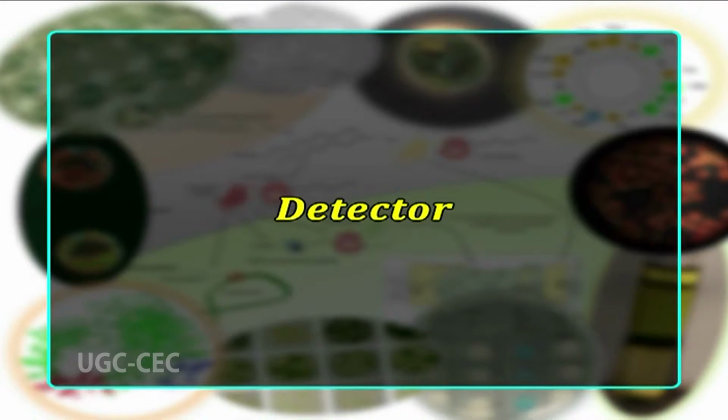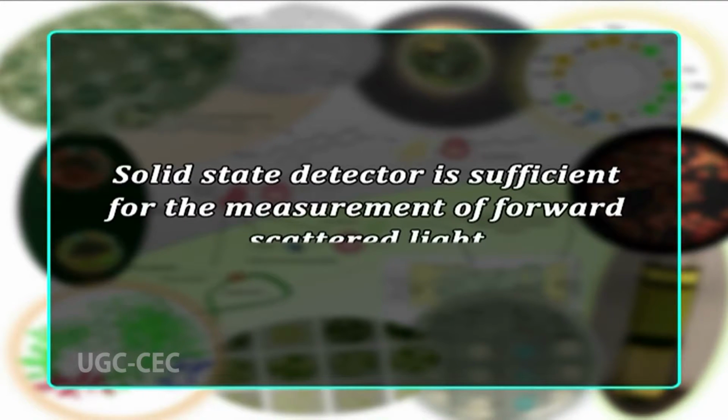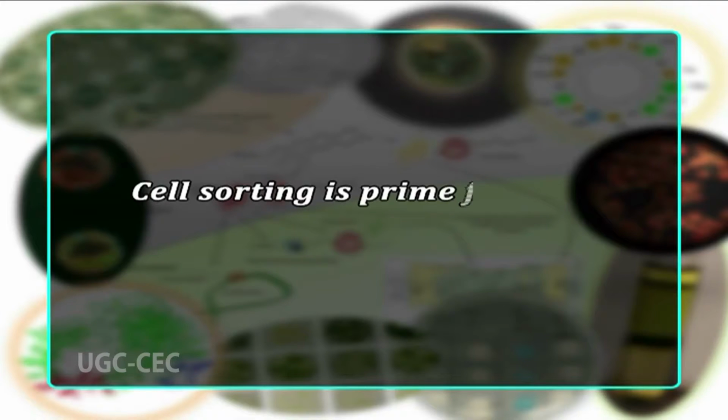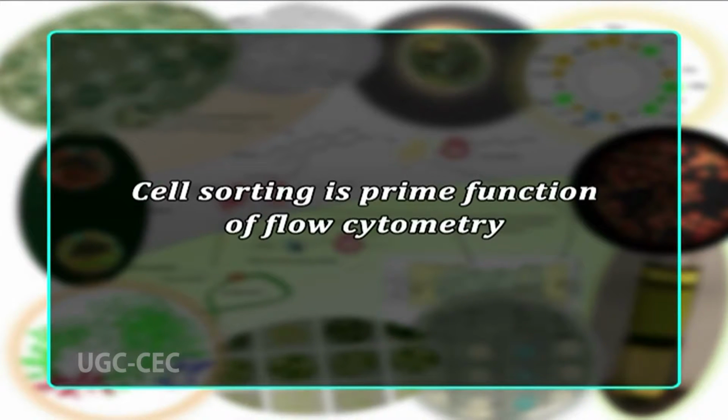Flow cytometer has another component called the detector. A solid state detector is sufficient for the measurement of forward scattered light. For measuring fluorescence and scatter at right angles to the laser beam, photomultipliers can be used. The signals from the detector are sent for what is called signal processing. In more modern machines, the signals are converted from analog to digital at an early stage and all subsequent processing is handled digitally. Cell sorting is the prime function of flow cytometry.